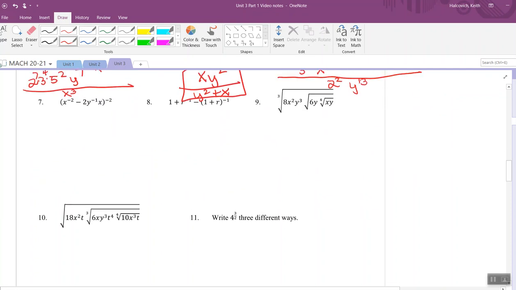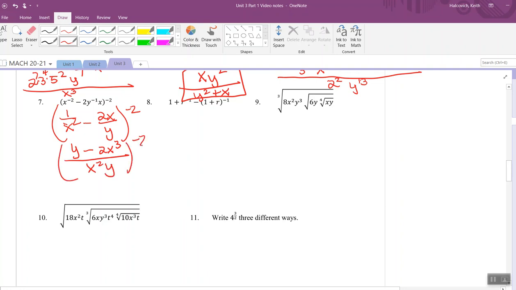All right, number 7, simplify in the parentheses first. So you get 1 over x squared minus 2x over y, and then that's to the negative 2nd. Get a common denominator, so it's y minus 2x to the 3rd over x squared y, to the negative 2nd.